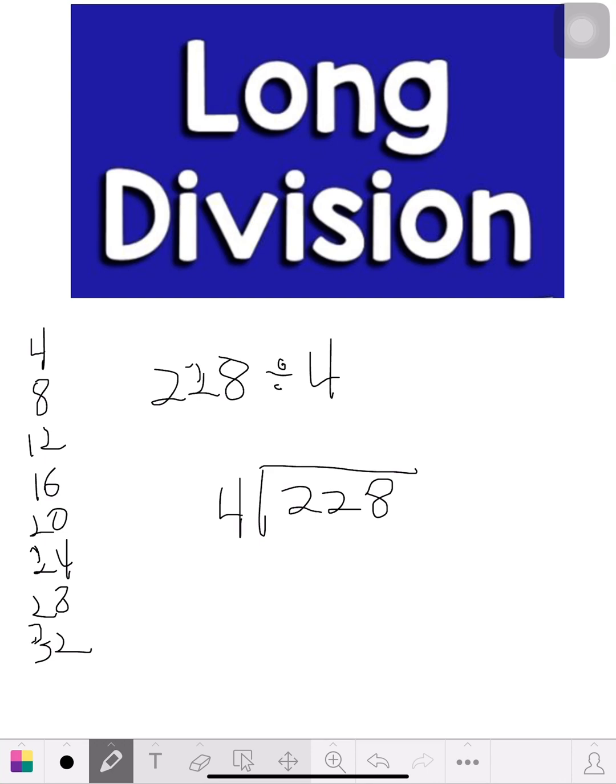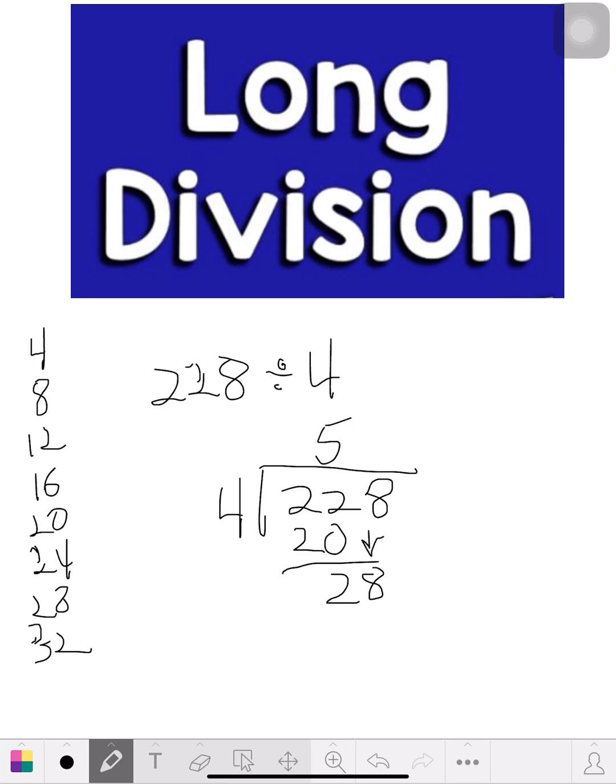Okay? So let's see. We got 4 goes into 22. Now, let's just count down. Goes into 20 how many times? 1, 2, 3, 4, 5. Goes in 5 times. So we put a 5 there. Now 5 times 4 is 20. Then you draw a little line underneath. You subtract. We got a 2. Now, this 8 comes down. So we draw the 8 down.